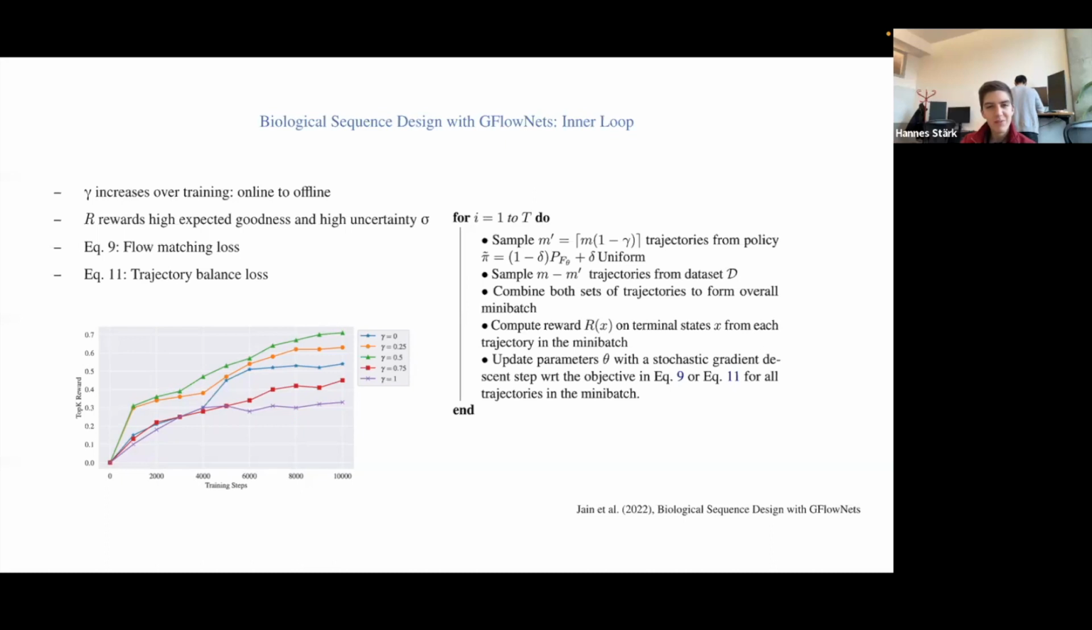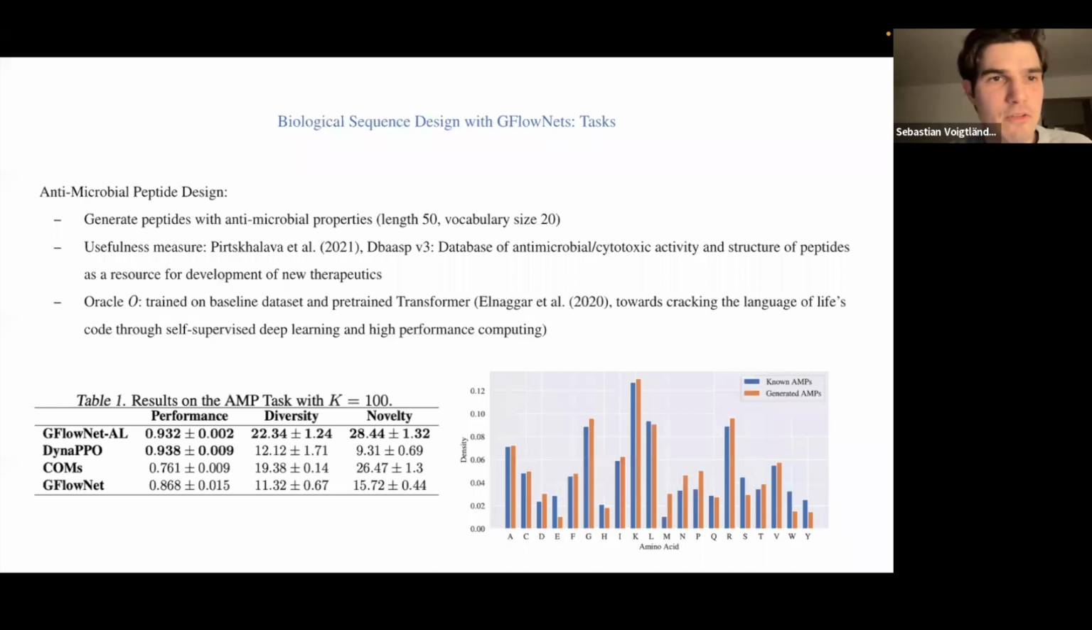Then let's move to some results. I'll make this quick. There are 3 tasks that they looked at in the paper, and the first one is the antimicrobial peptide design. That's small proteins, so you have a fixed length of 50 and a vocabulary of 20, which are the proteinogenic amino acids. The usefulness measure is directly taken from the database of antimicrobial and cytotoxic activity paper, the DBAASP database. And the oracle, trained on the baseline data set, is a pre-trained transformer taken from the literature. And here you can see results.